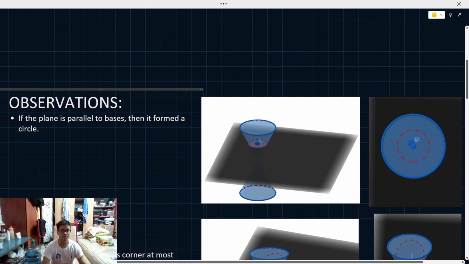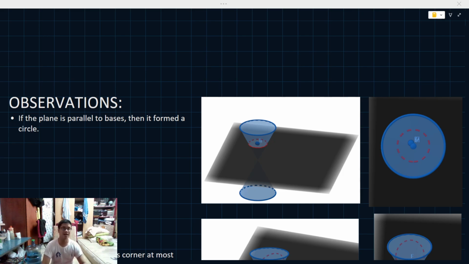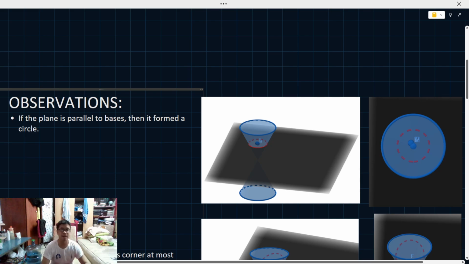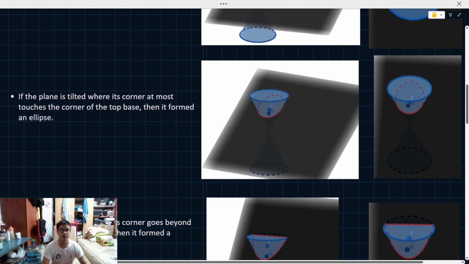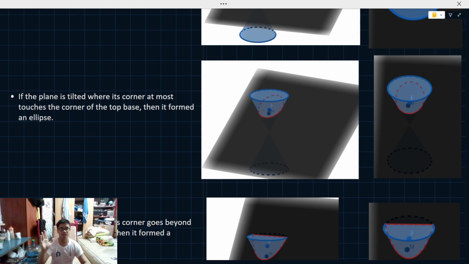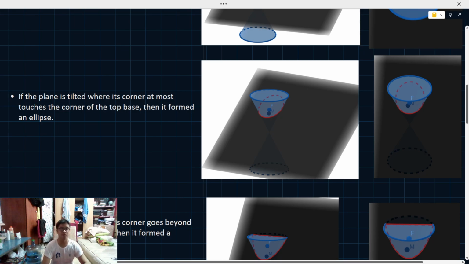Now, if the plane is parallel to the bases, then it forms a circle. What if it's perfectly horizontal? There, it forms a circle. Now, if the plane is tilted where its corner at most touches the corner of the top face, then it forms an ellipse. That is based from our observation.